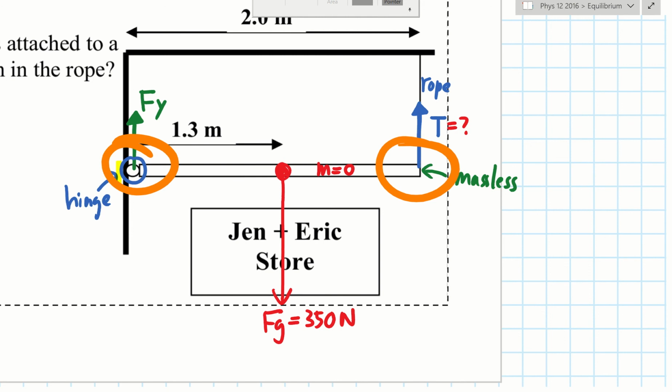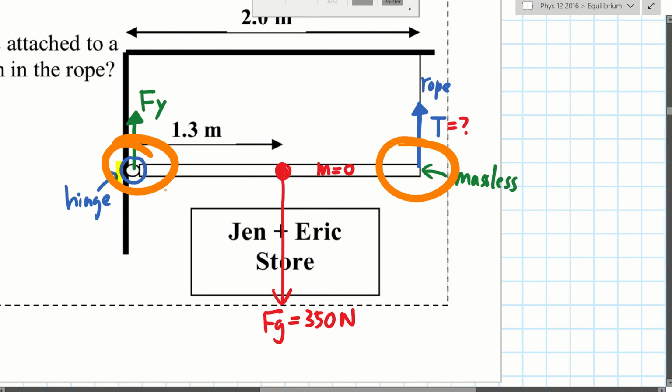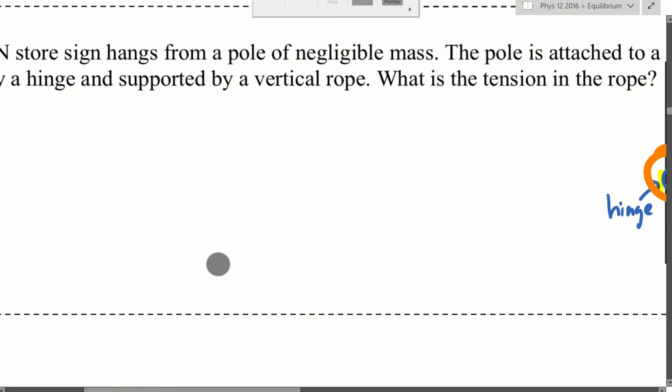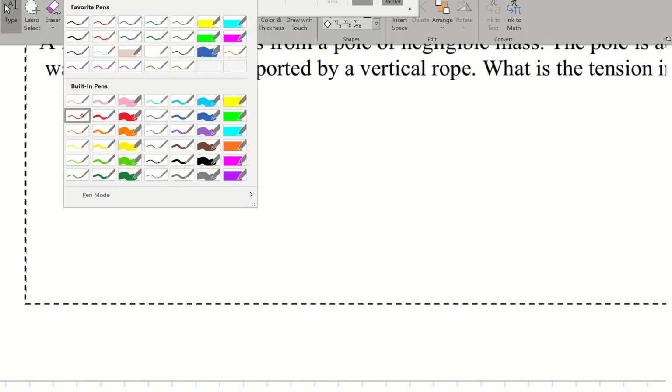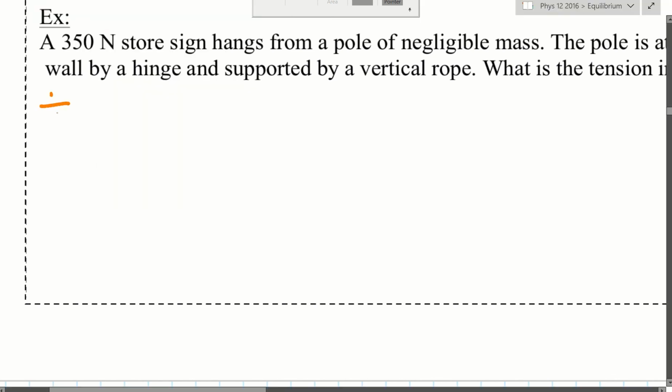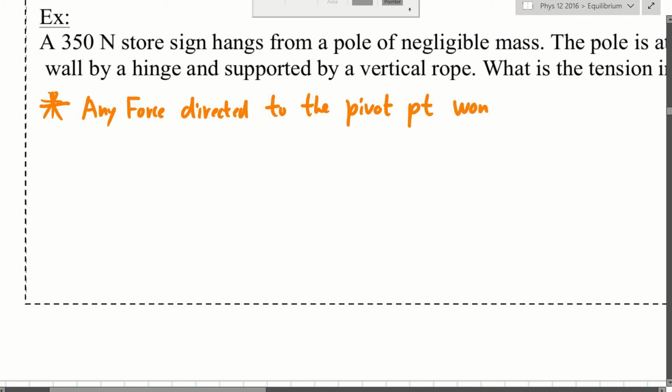Now, the pivot point has a special function. Let's write that down. Where you choose the pivot point has a very, very special function. Let me write it down. Put a big star in here. Any force directed to the pivot point won't cause rotation.